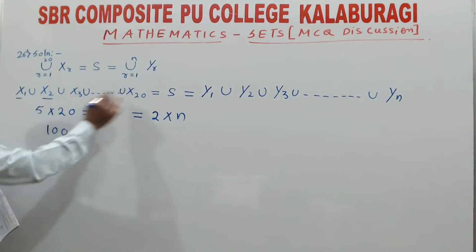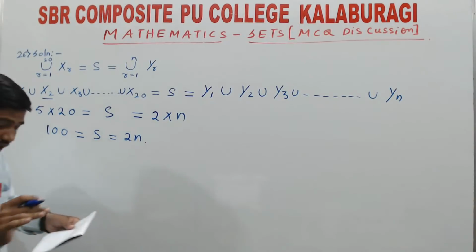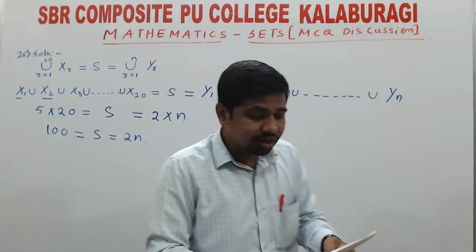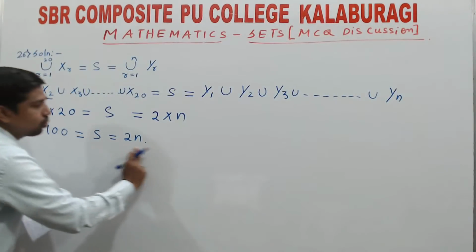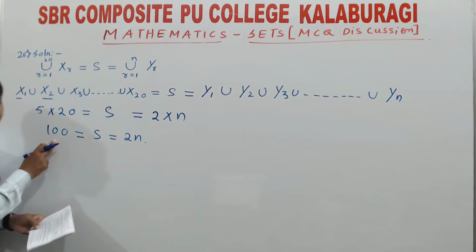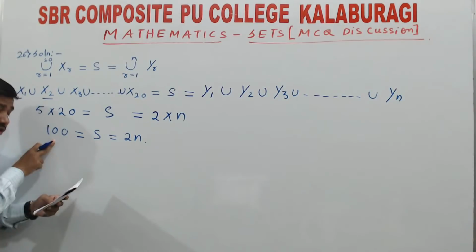2 fives are 10, so 100 elements are in the union of these 20 sets. S is equal to 2n. Next, again, what are we going to see? If each element of S, what is S here? You know this X, you know this Y. Each element means 100 elements are there. Each element of S belongs to exactly 10 of the Xr's.